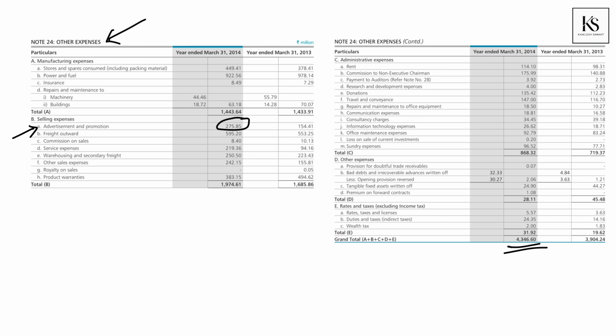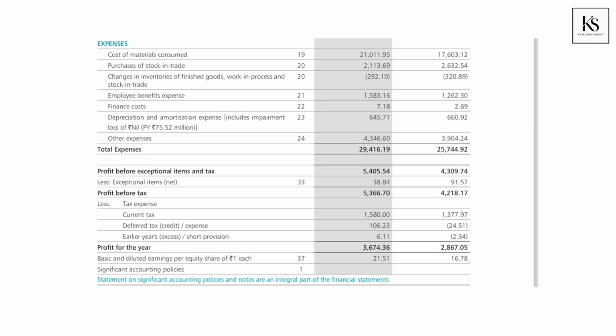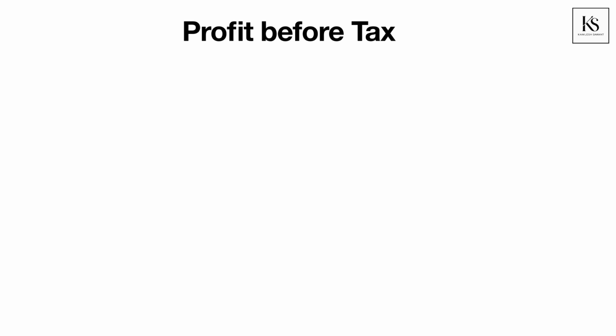For example, Amara Raja Batteries Limited spent 27.5 crores on advertisement and promotional activities. Adding up all the expenses mentioned in the expense side of P&L, it seems that Amara Raja Batteries has spent Rs 2941.6 crore.